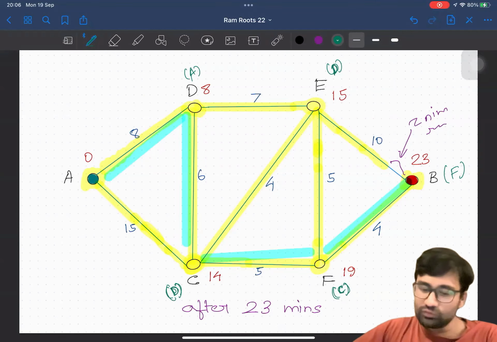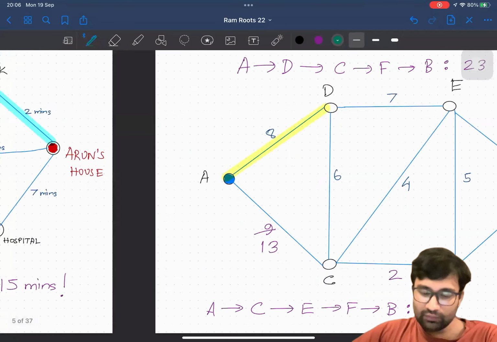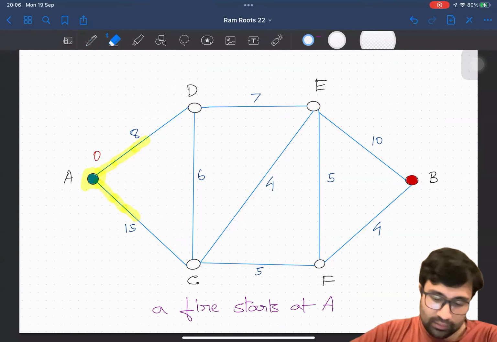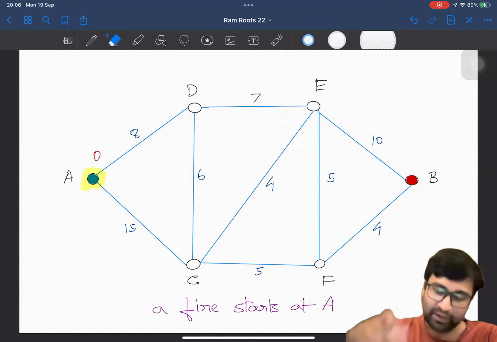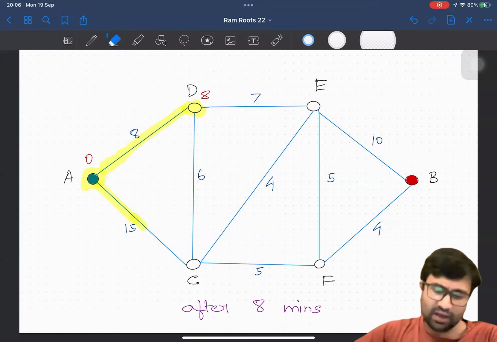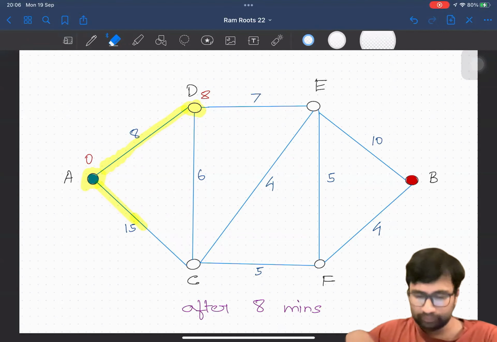Okay. So just to help you understand, let me show you this spread of fire from the very beginning, right? So initially fire was only at A, right? At the start, fire was only at A, and then the fire started spreading. Then after 8 minutes, the fire has reached D, and the fire is still sort of going towards C, but has not reached yet. It still has some more time to go.